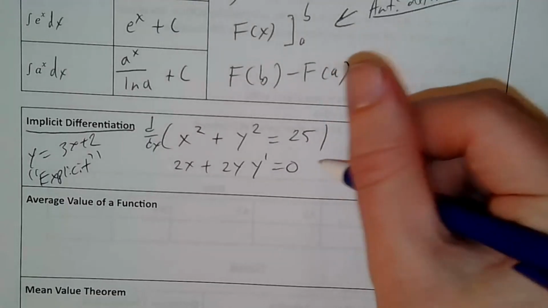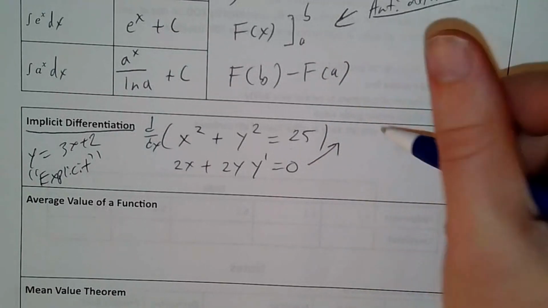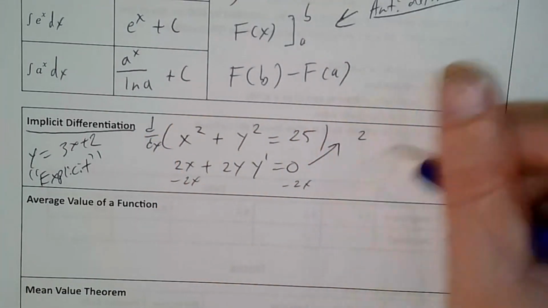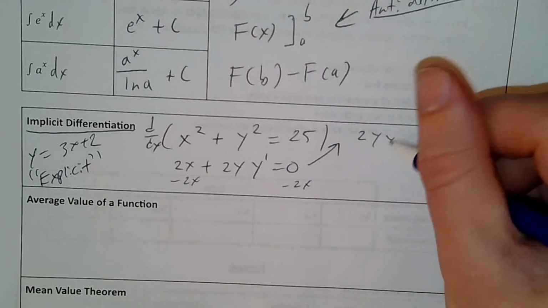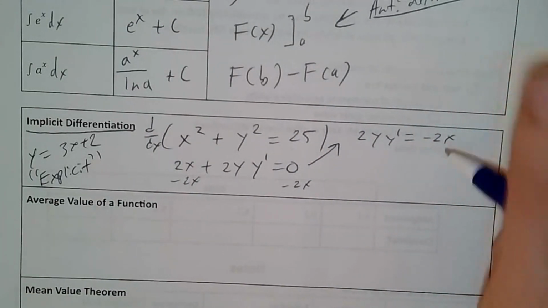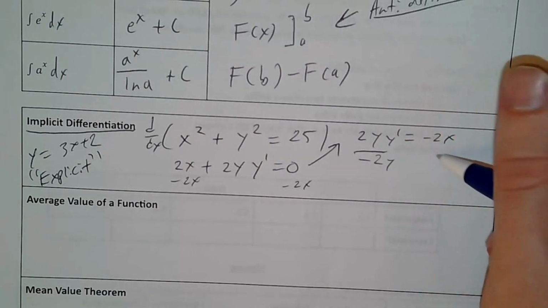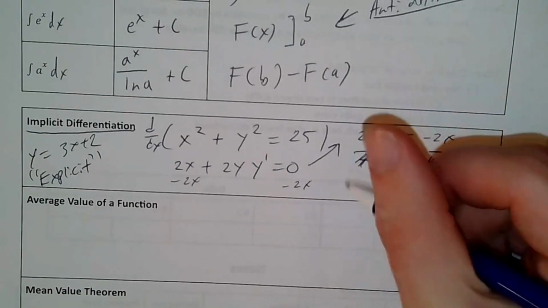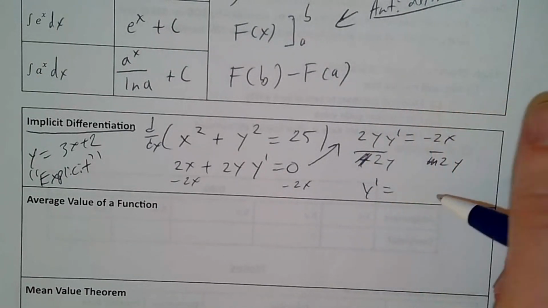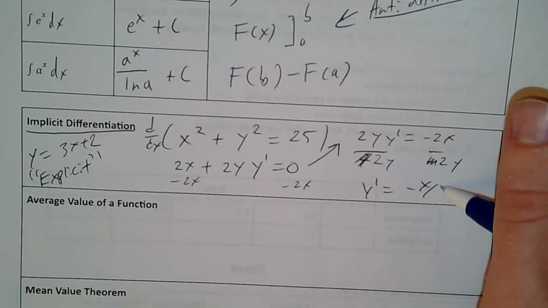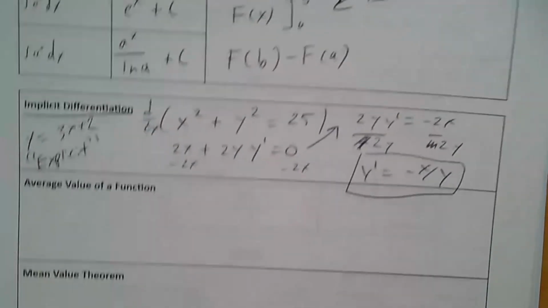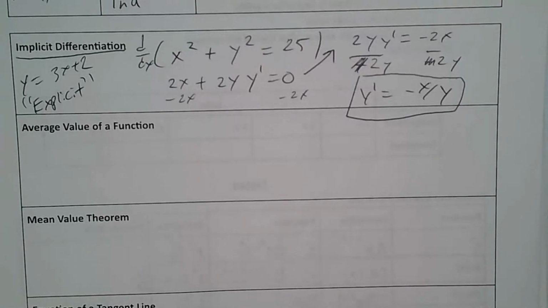And then from here, you get y prime alone on one side. So you subtract 2x from both sides here. So you get 2y y prime equals negative 2x. And then divide both sides by 2y, my bad. And you're going to get y prime equals negative x over y because the 2's will cancel. That's just an example. There'll be more later on in the video.